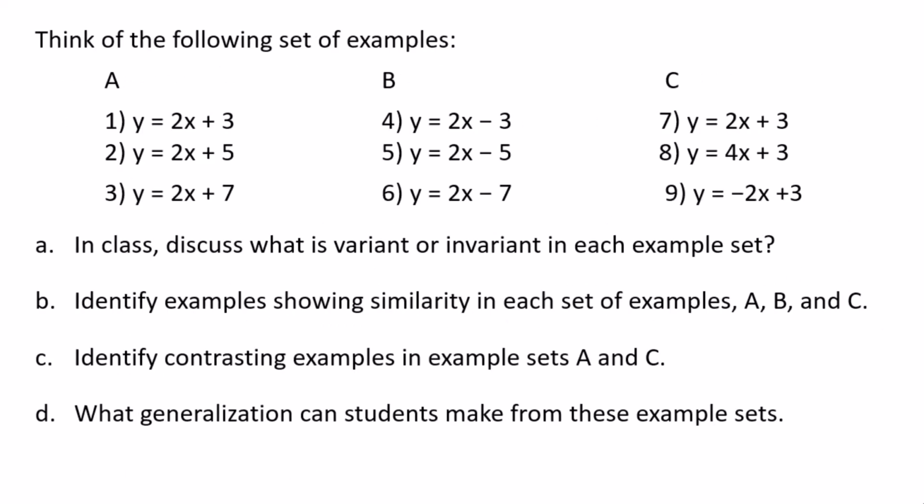So we have three sets of examples there. We have set A, set B, set C, and they are all different questions. You can ask the class to discuss what is variant or invariant in each example set. You can also ask them to identify the similarities in each set of examples: set A, set B, set C. Then you can ask them to identify contrasting examples in example set A and C. What are the contrasting examples there? Then what generalization can the students make from these?